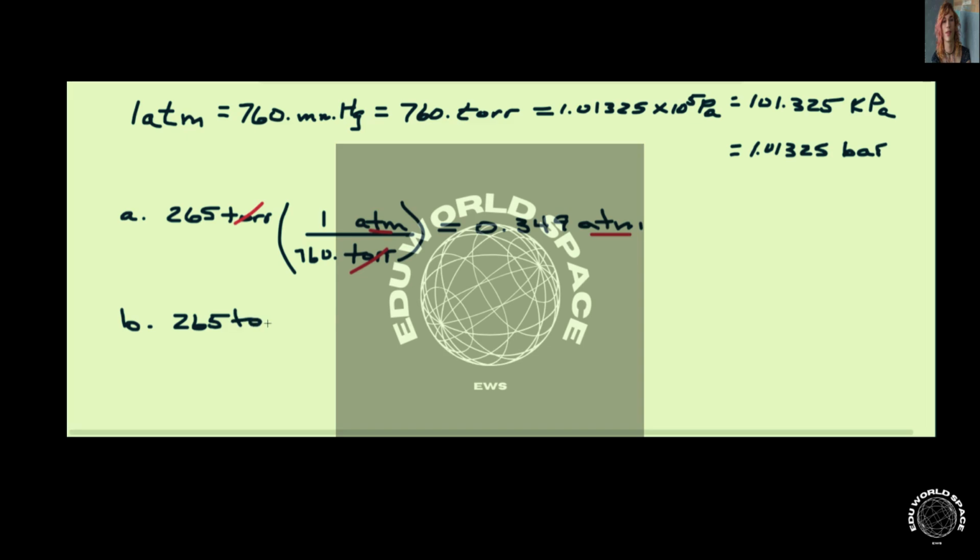So if we wanted, instead of going to atmospheres, we wanted to go to millimeters of mercury, well, we can look. Torr is going to go on the bottom because we want to cancel it out. Millimeters of mercury is going to go on the top because that's what we want. Millimeters of mercury, 760. Torr, 760. And then we can do the math and find that the answer is going to be 265 millimeters of mercury.